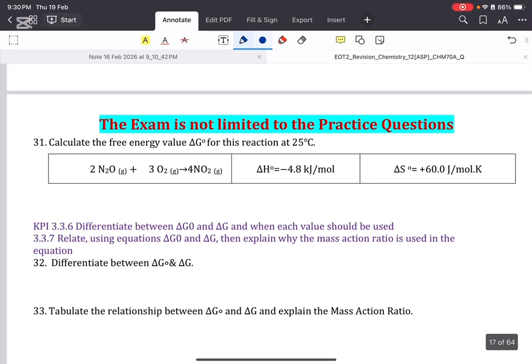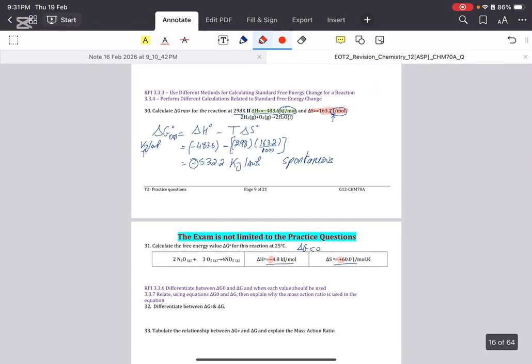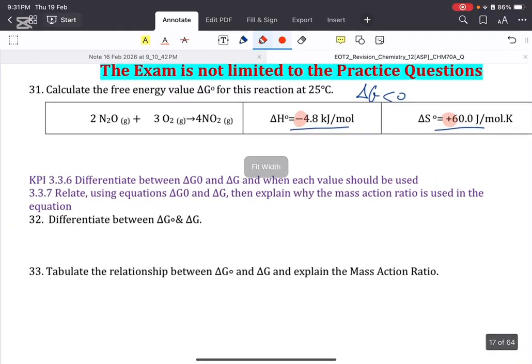Now, again, calculate the Gibbs free energy, delta G, for this reaction at 25 degrees Celsius. I have delta H and delta S given. Now look at the value of delta H. Delta H is negative, exothermic, and delta S is positive. So my expectation is to have a negative delta G, because with exothermic and increasing entropy, the reaction is always favored. Same thing also in the previous question.